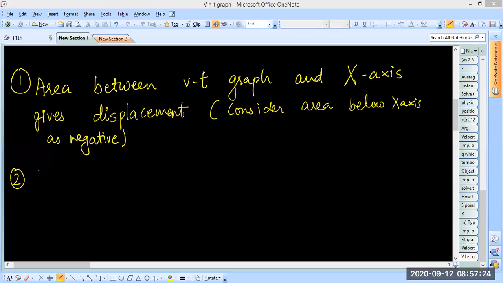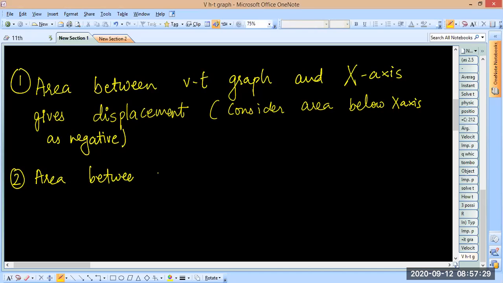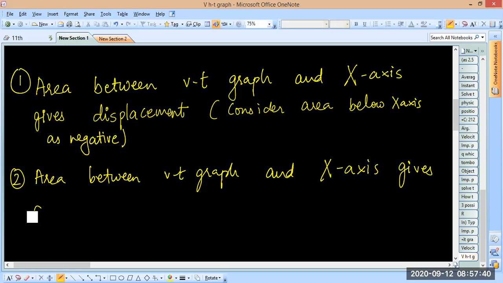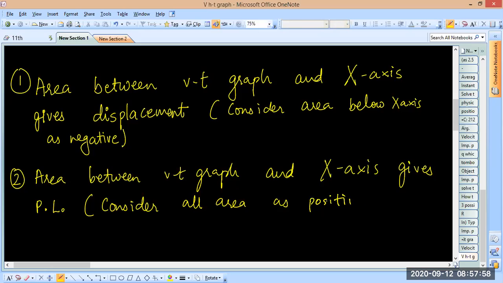Okay, so the second sentence is actually the same. Area between VT graph and x-axis gives path length. But here in the bracket you write consider all area as positive. Okay, consider all area as positive. So these are the two sentences.